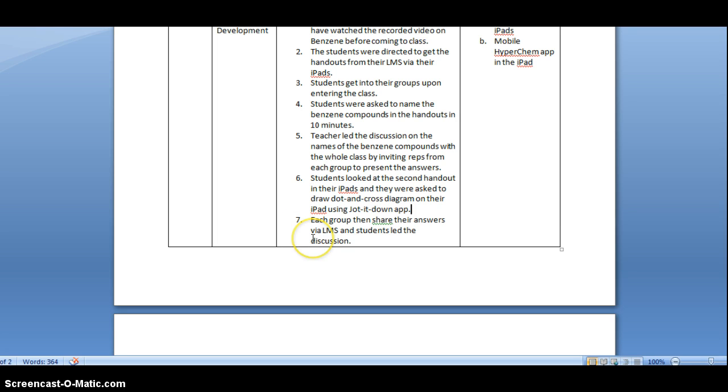Number seven, each group then shared the answers via LMS, or learning management system, and students led the discussion. That means each group will take turns and discuss their answers through their learning management system.